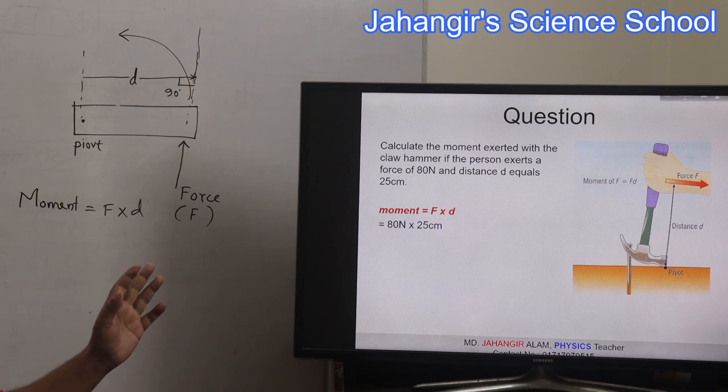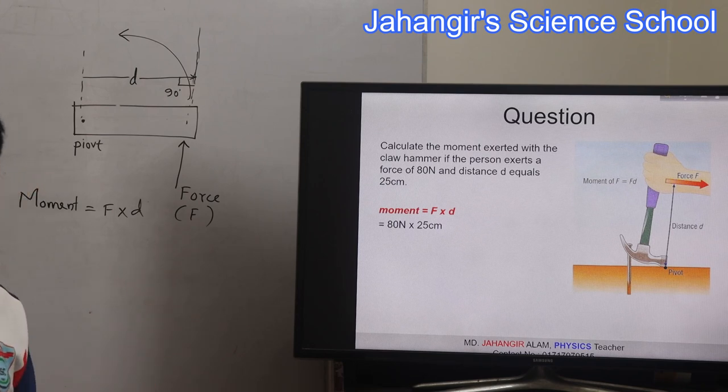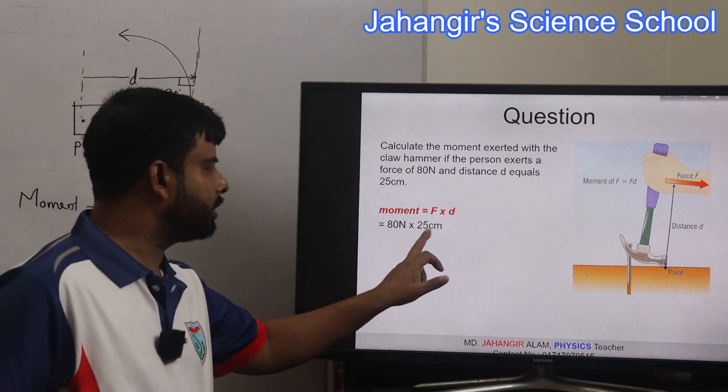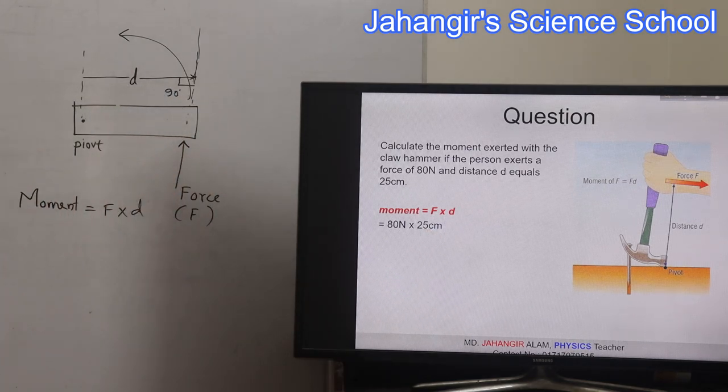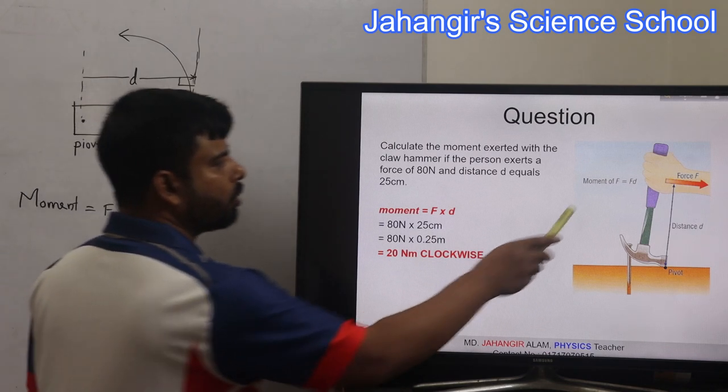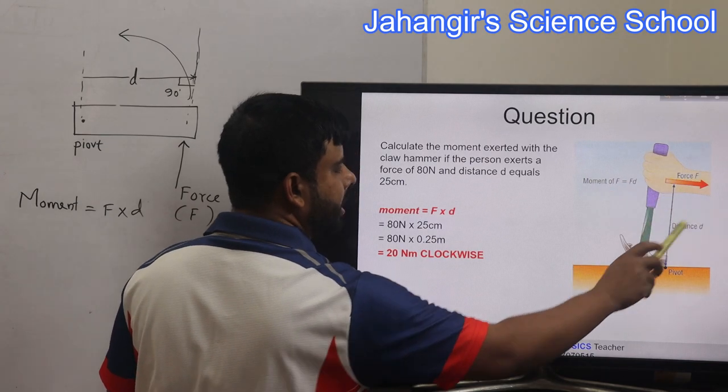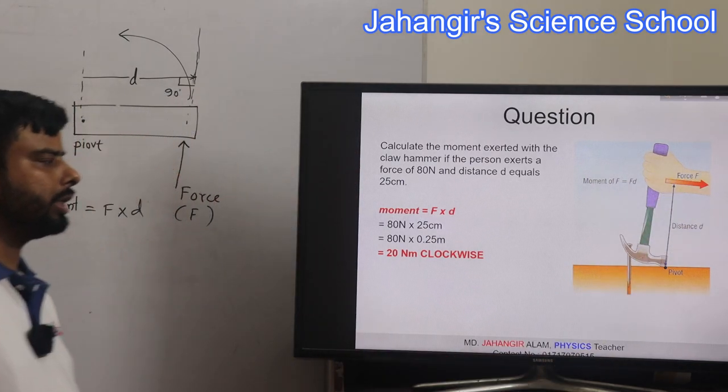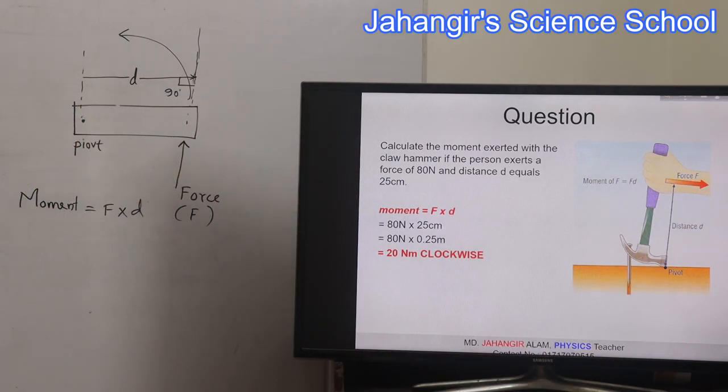Remember, the unit of moment is Newton meter. So we have to convert this 25 centimeter into meter by dividing by 100. So 80 Newton times 0.25 meter gives 20 Newton meter clockwise moment, because the force is applied in the right direction. That's why it produces a clockwise moment.